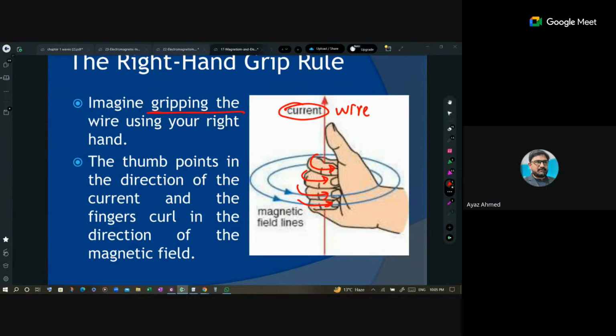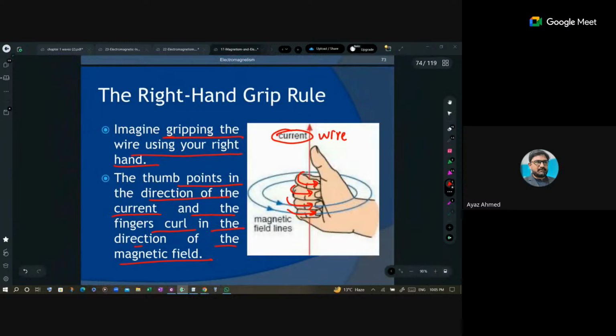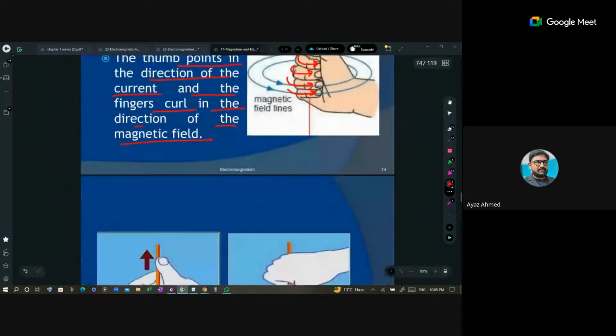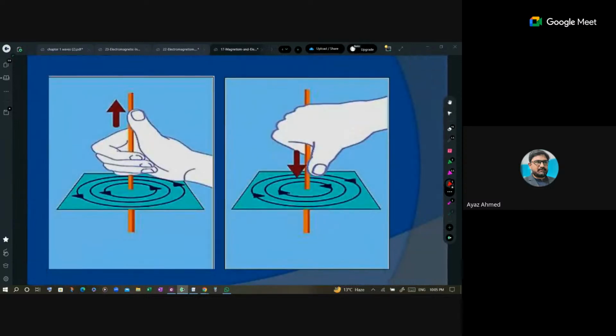Imagine gripping the wire using your right hand. The thumb points in the direction of current, and the fingers curl in the direction of the magnetic field. So this is called your right hand grip rule. Then if you reverse the direction of current, the magnetic field lines are reversed.